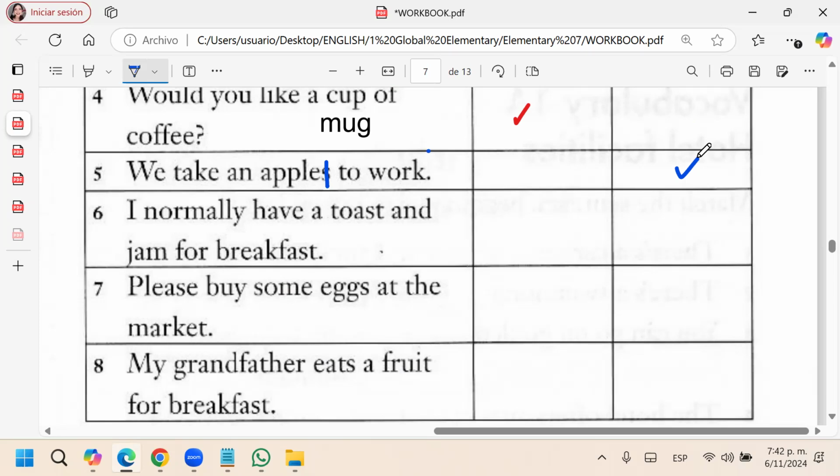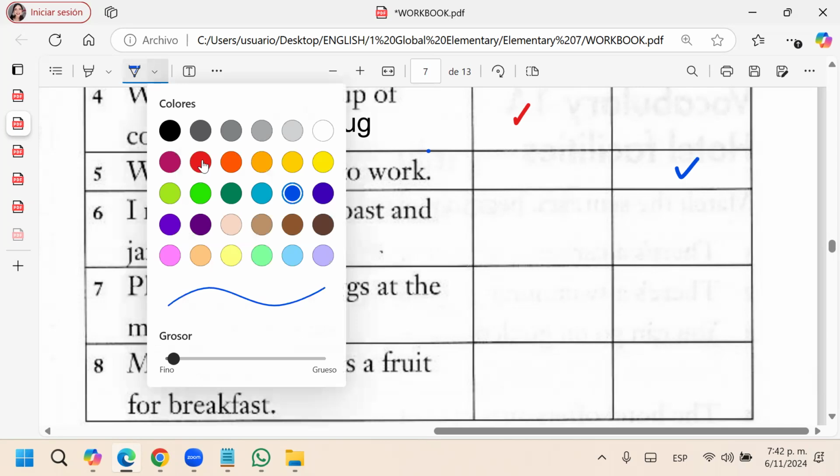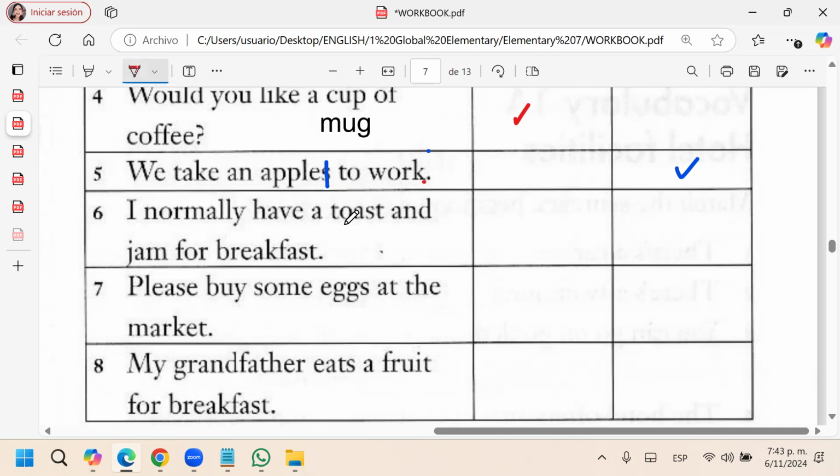I normally have a toast and jam for breakfast. A toast and jam is correct. What is a toast? Una tostada. Is it countable or uncountable? Countable. It's countable. A toast.